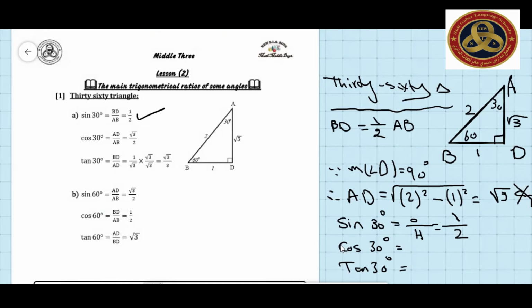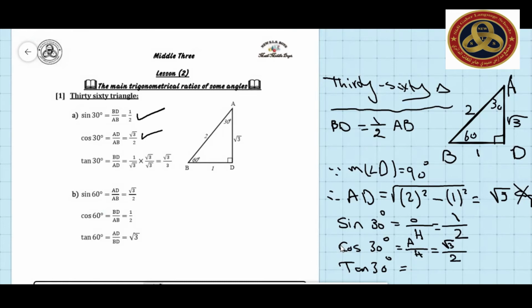The second one, cosine 30. Cosine 30 means adjacent over hypotenuse. Excellent. What is the adjacent of angle 30? Root 3. And where is the hypotenuse? 2. So cosine 30 will be root 3 over 2.